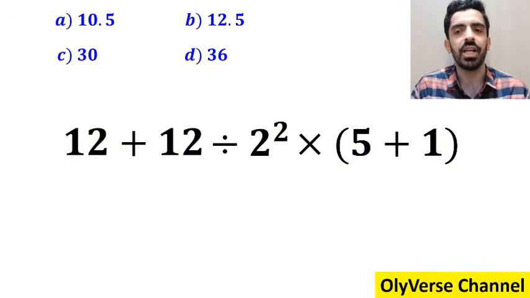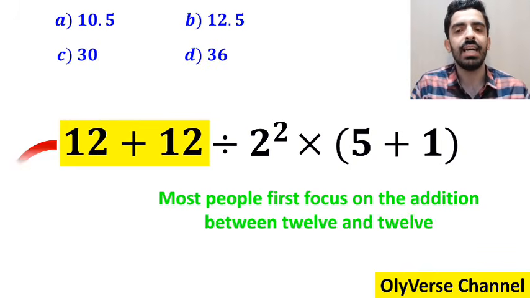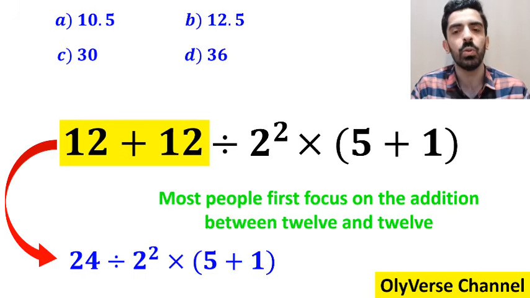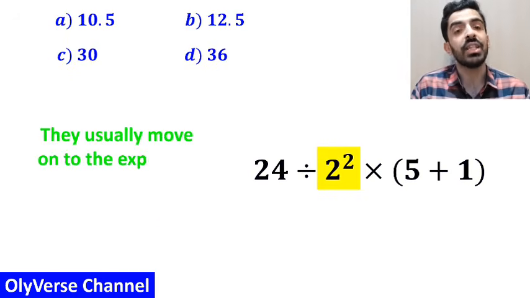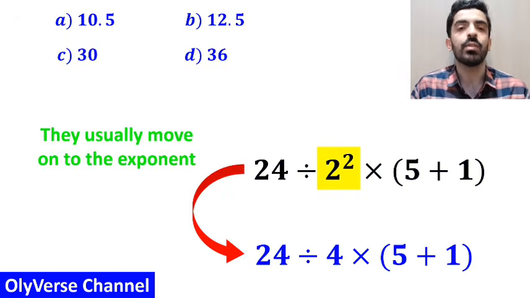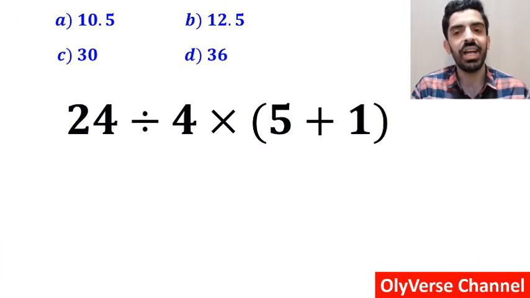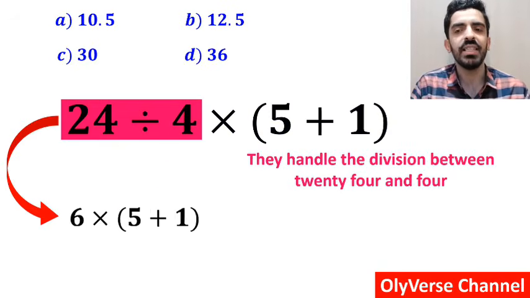To solve this question, most people first focus on the addition between 12 and 12. And they rewrite the whole expression as 24 divided by 2 to the power of 2 multiplied by 5 plus 1 inside the parentheses. And the next step, they usually move on to the exponent and write this expression as 24 divided by 4 multiplied by 5 plus 1 inside the parentheses. Then, they handle the division between 24 and 4 and replace this expression with 6 multiplied by 5 plus 1 inside the parentheses.